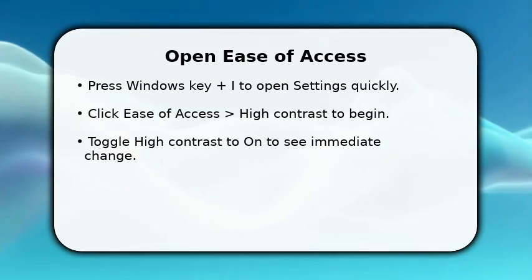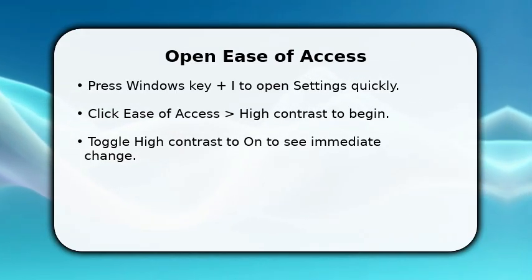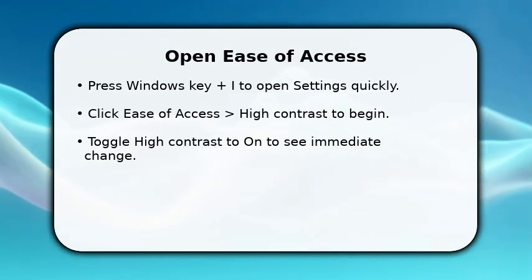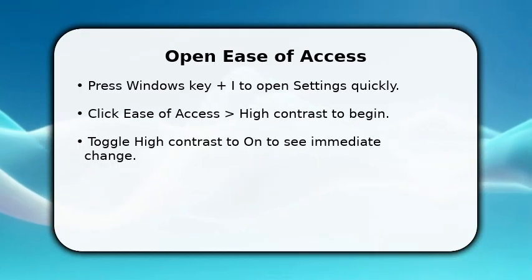You start by opening Settings with Windows key plus I. This speeds things up. Next, go to Ease of Access and select High Contrast so you can apply system-wide changes. Turn the High Contrast toggle on now and watch the display switch. This confirms the feature is active.